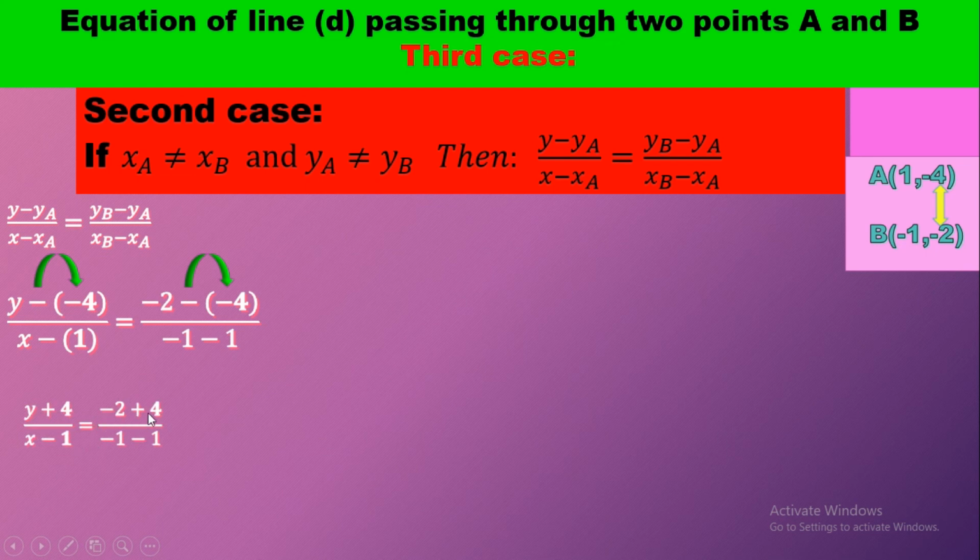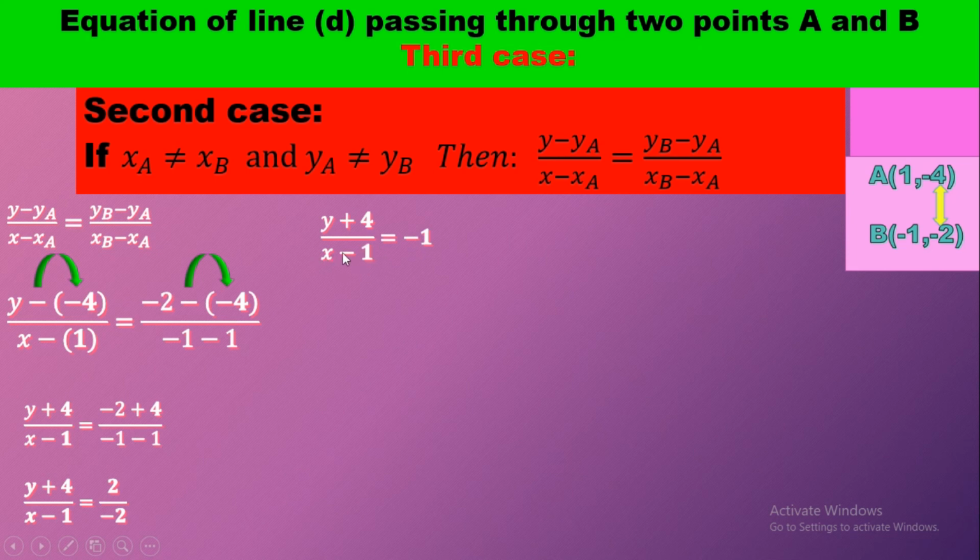Here we have minus 2 plus 4, opposite signs. We subtract and put the sign of the greatest. Also here, minus 1, same sign. We add them and put their sign, which will be minus 2. Here 4 minus 2 is 2. Now we can simplify. 2 by 2 is 1. Also plus over minus is minus. So we can write (y + 4)/(x - 1) = -1. If they are not simplified, you can use cross multiplication. Well, if they are simplified, you can solve them in this way.